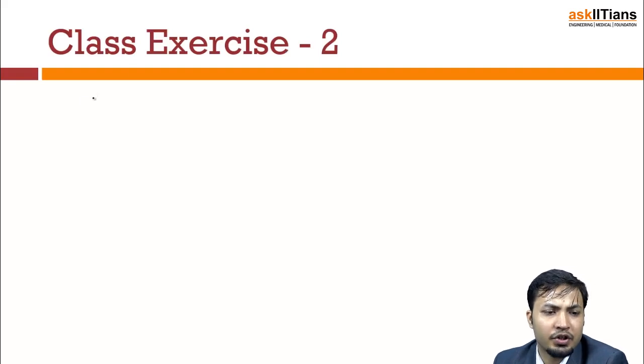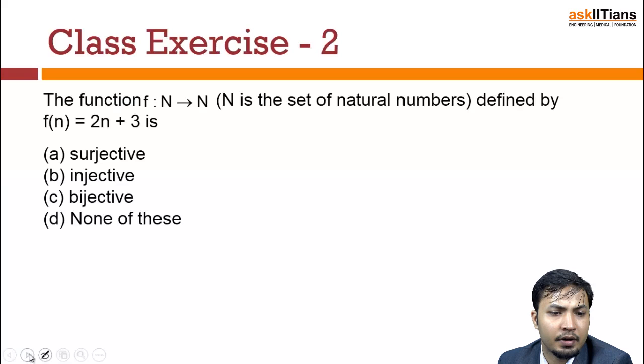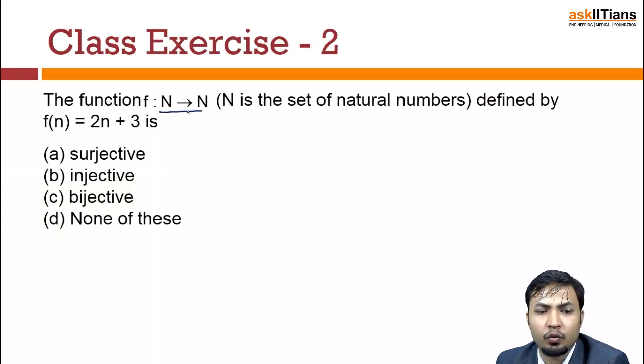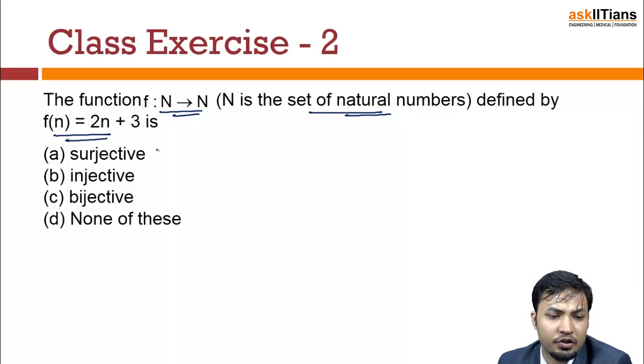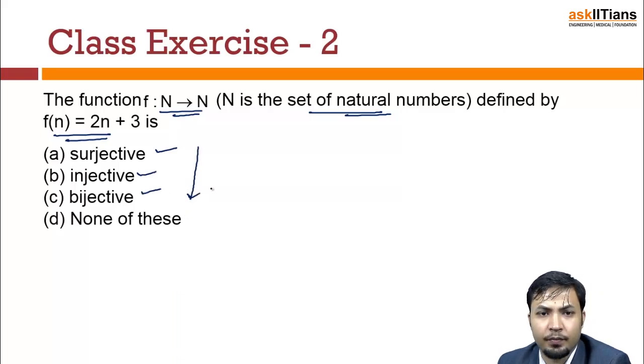Now the question says, my first question is that the function f: N to N, where N is the set of all natural numbers, defined as f(n) = 2n + 3, is surjective, injective, bijective, or none of these. So you need to find what it is. In this question we will analyze this function one by one. We will take all the options into mind and start with it.